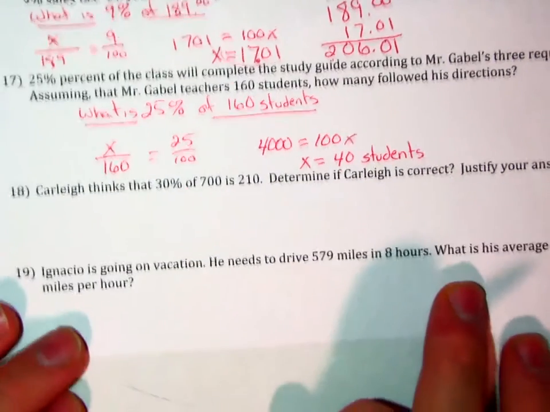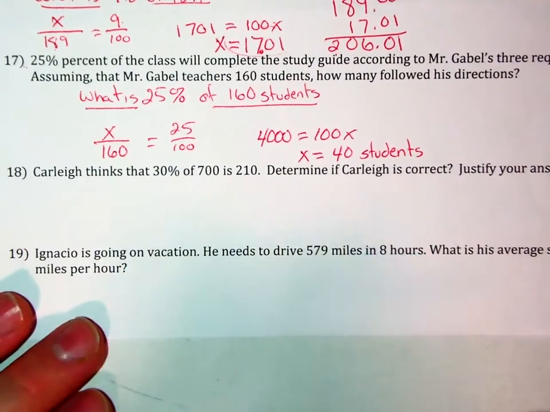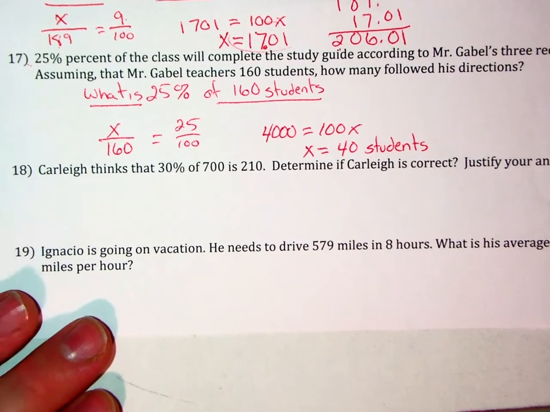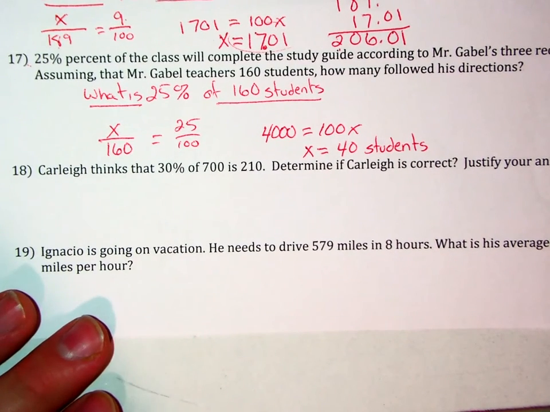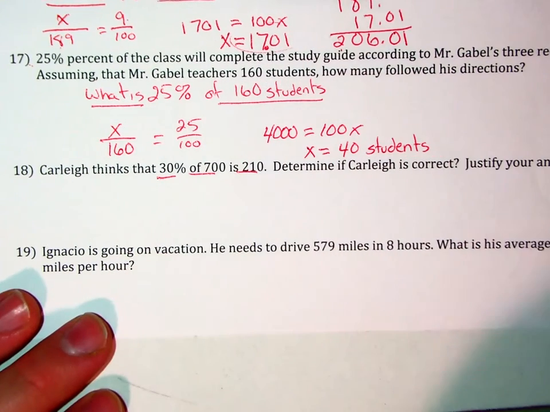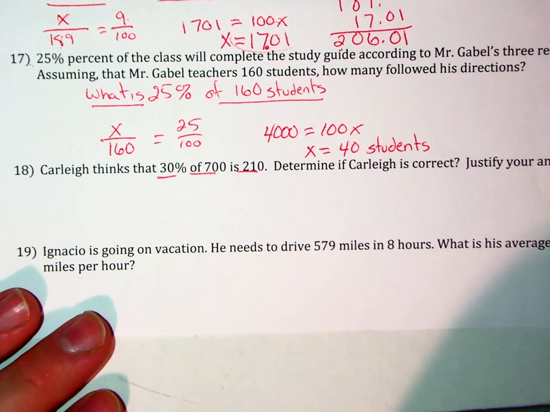Number 18. Carly thinks that 30% of 700 is 210. Determine if Carly is correct. Well, here we have a percent, we have an of, and we have an is. And we need to see if it's correct.